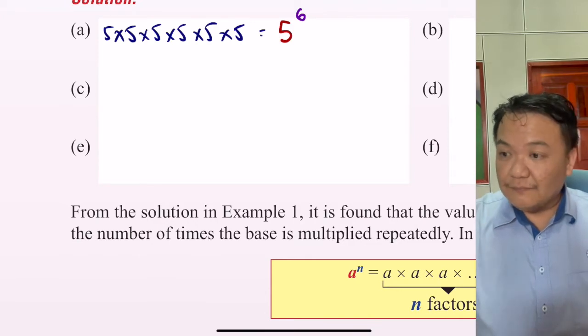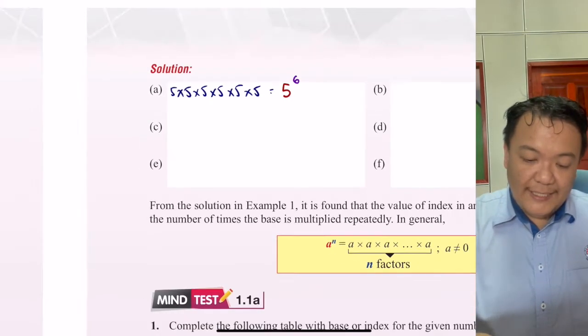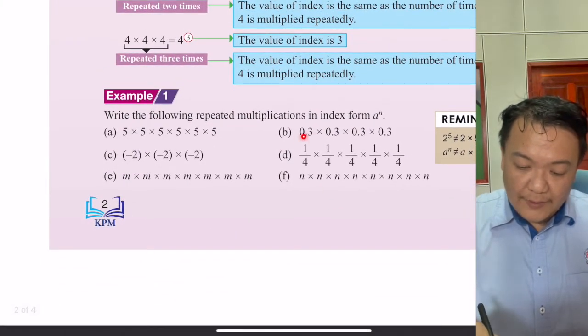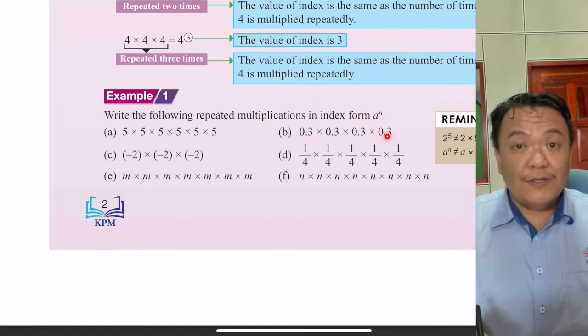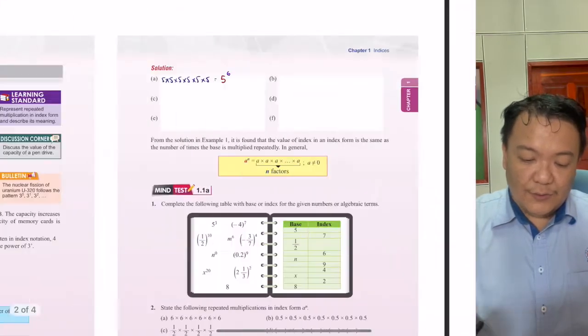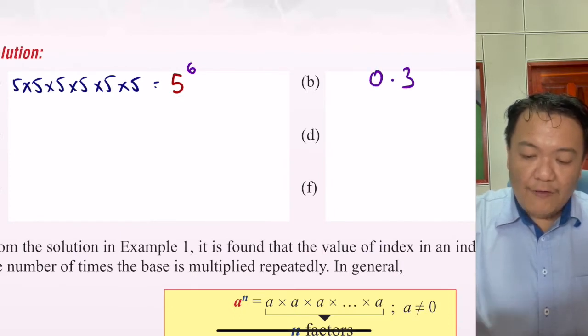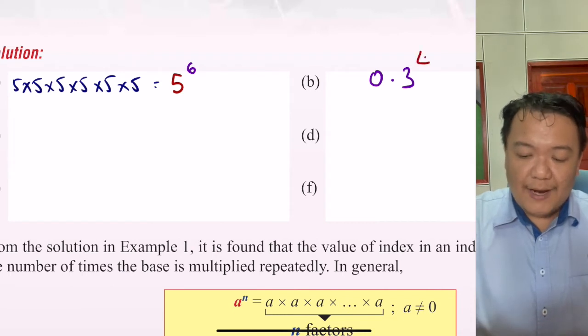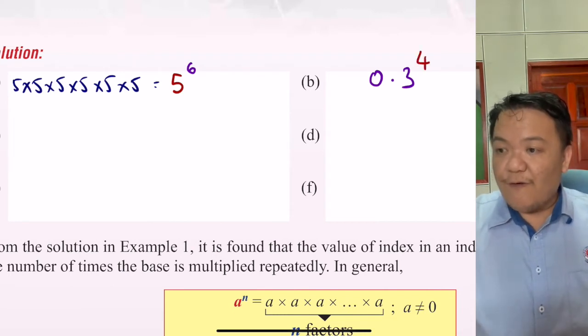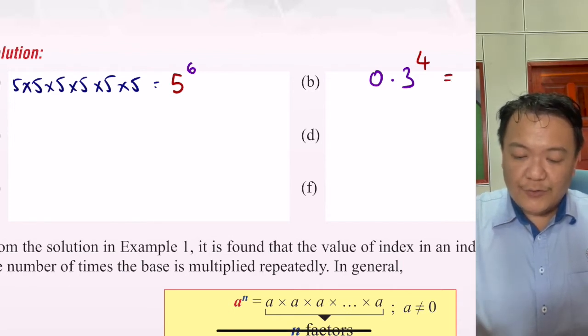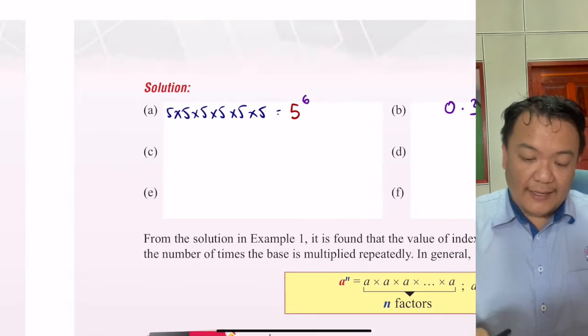Next, B, 0.3. 1, 2, 3, 4. There are 4 0.3. So the final answer we can write as 0.3 power of 4. Ataupun you can write it as 0.3, sebab dia bukan whole number, in the bracket power of 4. Boleh juga.